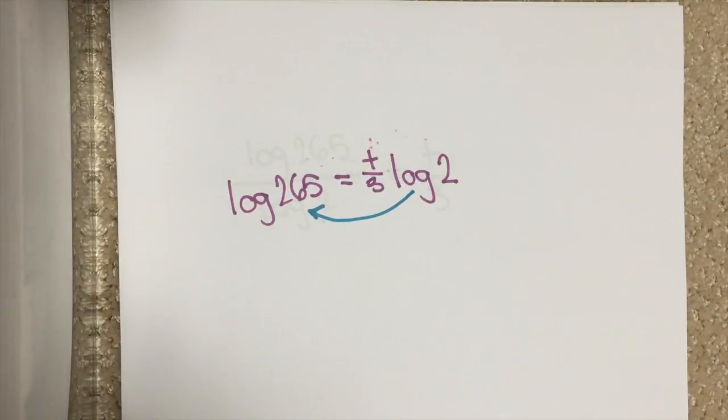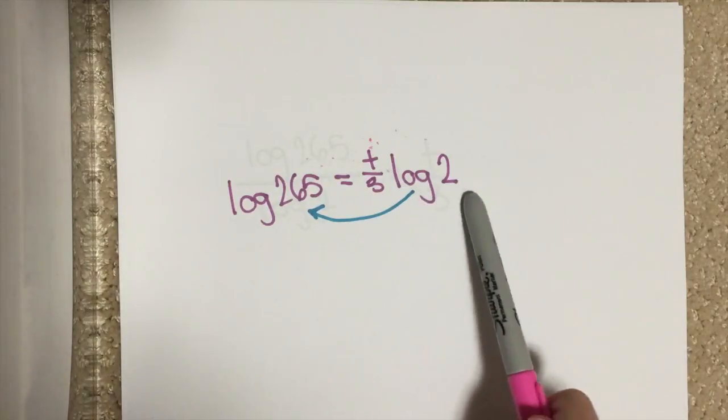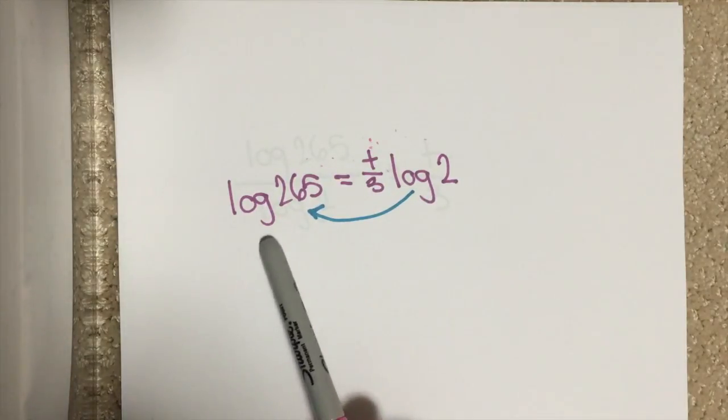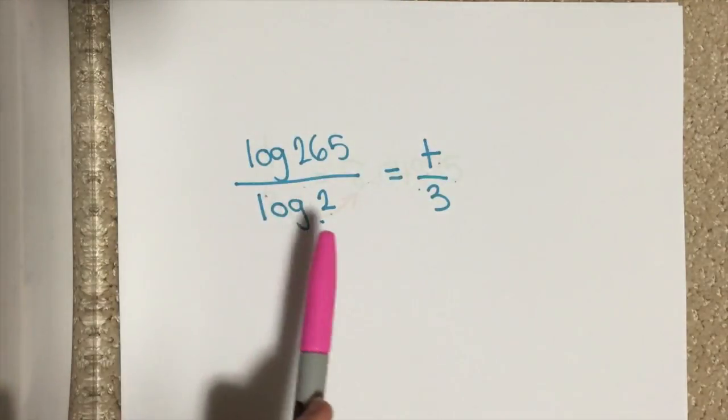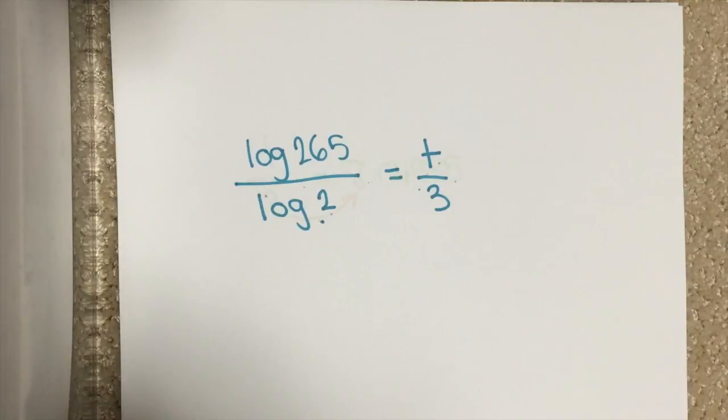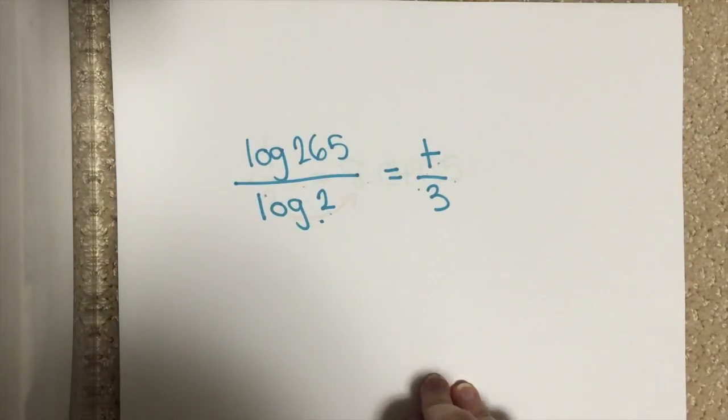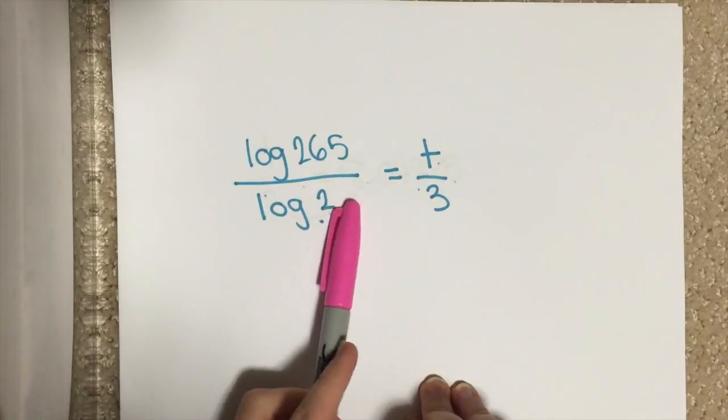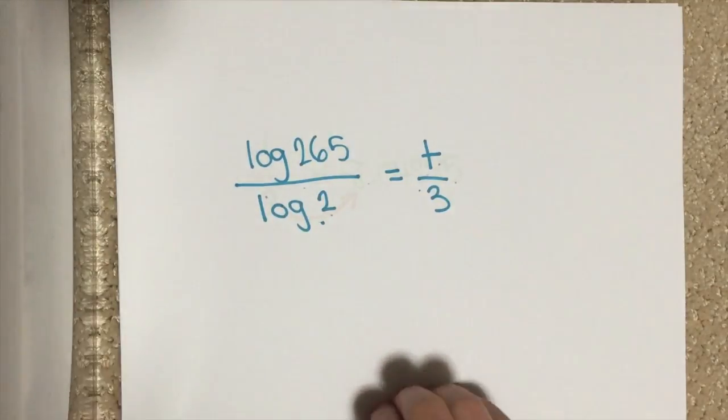Now you have to put log on both sides, because what you do to one side, you have to do to the other. Since you're solving for the t value, you have to begin to isolate it. The first step in isolating for the t value is moving the log 2 over to the side with the log 265. You then end up with log 265 divided by log 2 equals t over 3. Now input into your calculator log 265 divided by log 2.